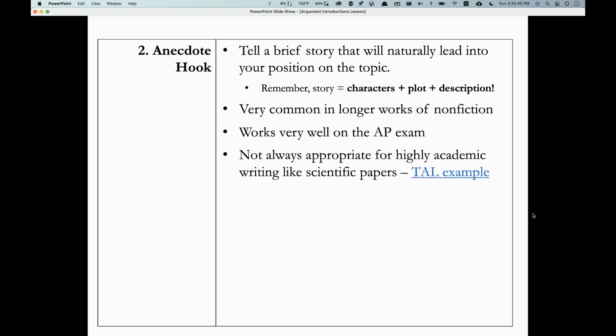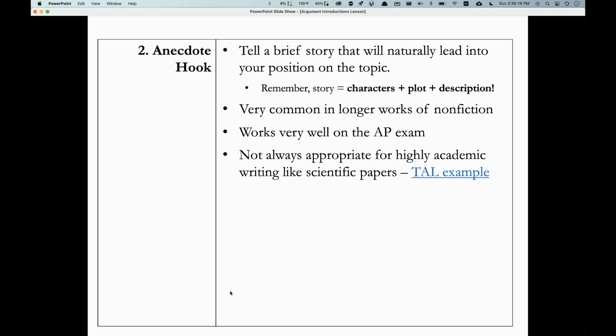The anecdote hook is not always appropriate for highly academic writing, like scientific papers, right? You're probably not going to find this. Another one we're going to talk about soon, the general statement hook, is often much more common and socially appropriate for highly academic writing. But for less scientific, less formal writing, the anecdote hook is much more common.